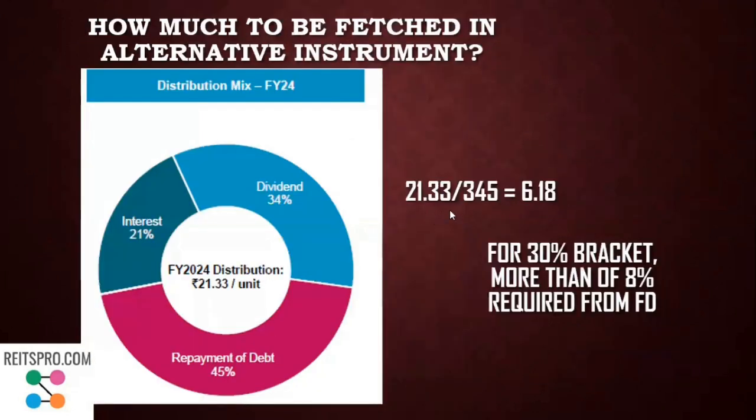Therefore, if you look at today's price and 21.33 being the payout, you divide that by 345, you get a 6.18% yield. For a 30% tax bracket, if you require an alternate form of debt, say for example an FD, you would actually have to put money into an FD which generates more than 8% return to get something like this. However, that being said, these instruments are not purely debt instruments and they are hybrid in nature, as has been experienced by the unit holders themselves over a period of time.